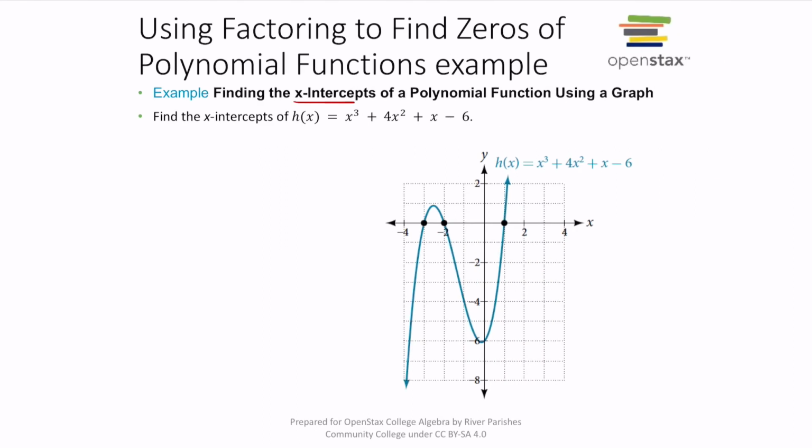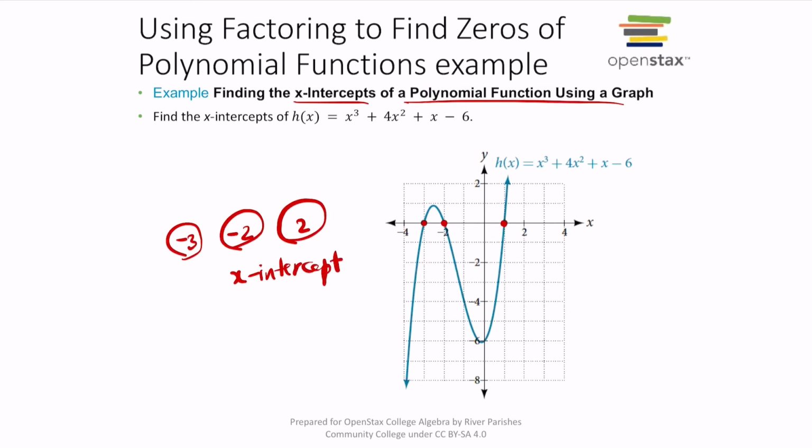Next, finding the x-intercepts of a polynomial function using the graph. How would you find the x-intercepts here? If you don't want to find it algebraically, you can find it directly from the graph, based on the points where it cuts the x-axis. Here it cuts the x-axis at -3, -2 and 2. So these three represent the x-intercepts.